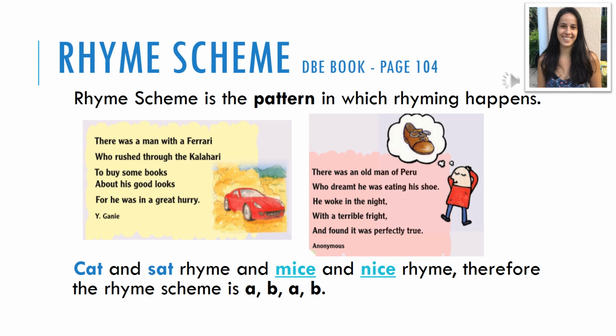And let's have a look at the pink poem. There was an old man of Peru who dreamt he was eating his shoe. He woke up in the night with a terrible fright and found it was perfectly true. Your rhyme scheme there is A, B, B, and A again.